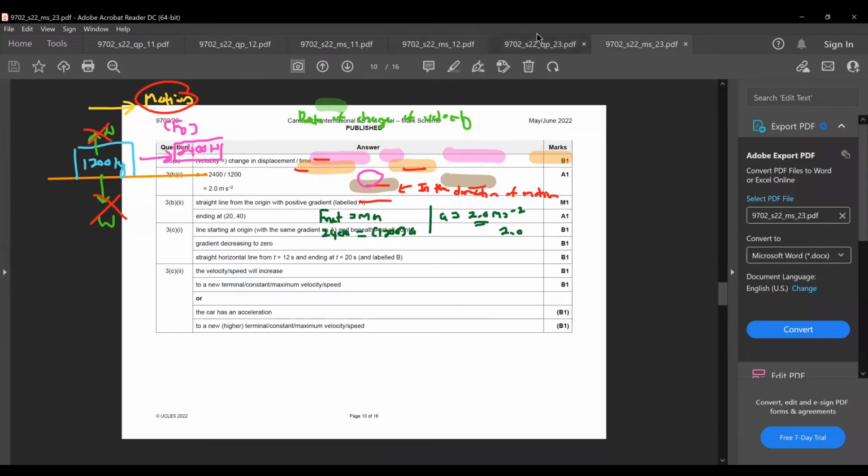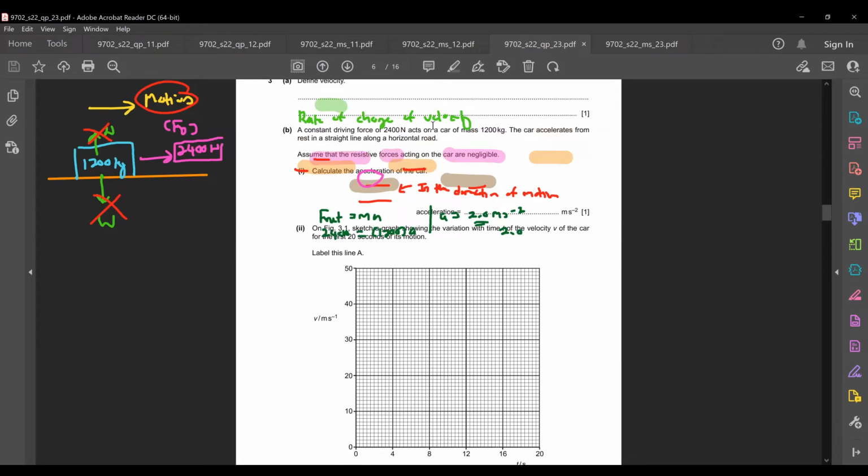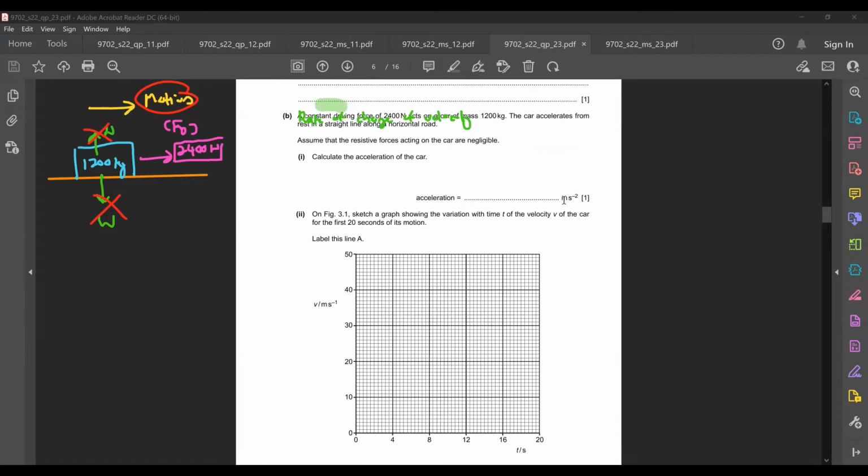Right, 2.0 meter per second squared. Okay, that one is okay. Then after that, if you were to just look at the other question, sorry. On figure 3.1, sketch a graph showing the variation with time of the velocity v of the car for the first 20 seconds of its motion. Okay, so this one, just sketch a graph showing the velocity v of the car.